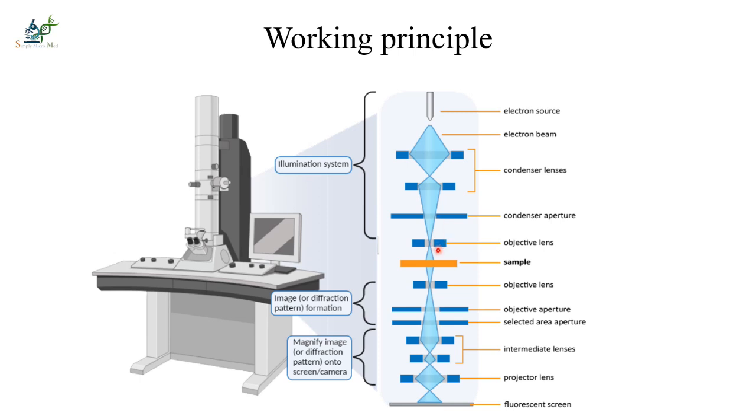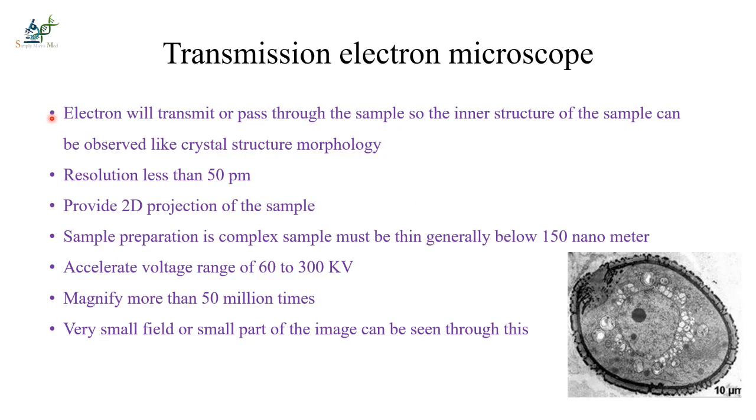In this transmission electron microscope, the electron beam is transmitted through the sample. Before keeping the sample into the sample area, there are some processes to make the sample thinner. The structure of the sample can be observed, like crystal structure and morphology. With the help of this transmission electron microscope, we can clearly observe the inner structure of the smear or the sample or the cell or bacteria or virus, whatever it is.